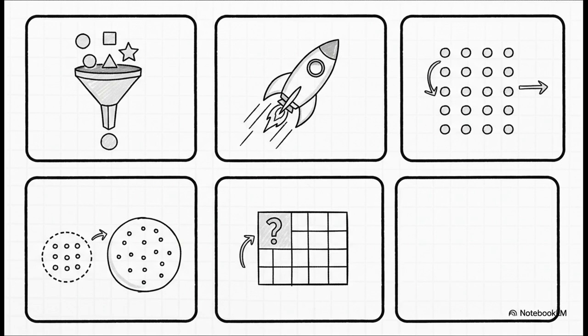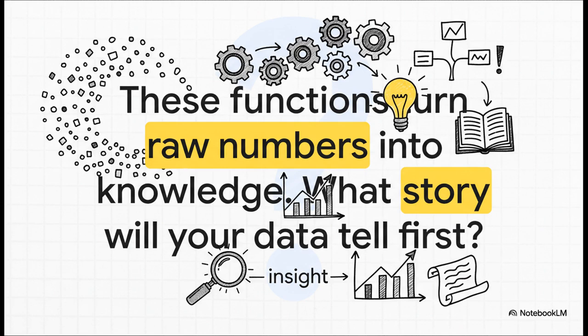Fourth, for good, solid statistical work with samples, remember to use ddof equals 1 to get that unbiased estimate. And finally, when you're dealing with messy, real-world data, the NaN-safe functions are going to be your best friends. When it comes down to it, these aggregation functions are so much more than just math operations. They are the tools we use to transform raw, meaningless numbers into actual knowledge, into real insight. They are the very first step in uncovering the stories hiding deep inside your data. So the only question left is, what story are you going to find first?